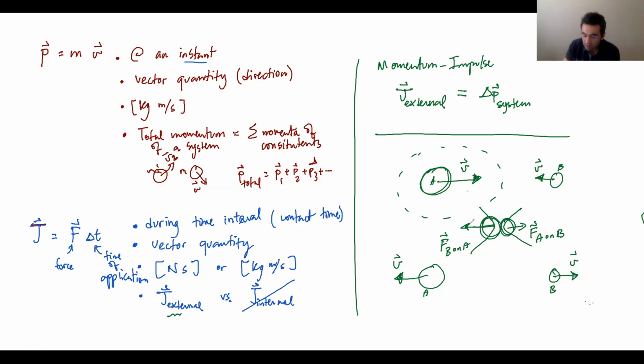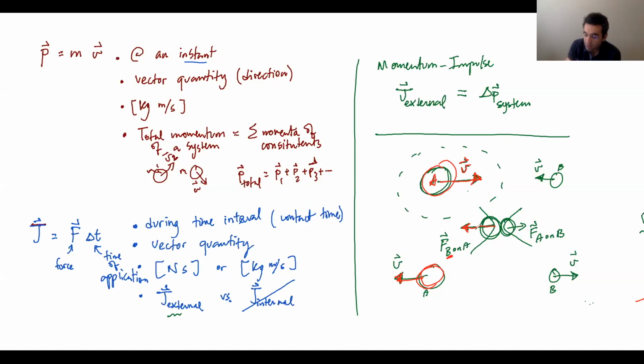If I'm just thinking about the system as being A, let's consider that for a second. So my system now is A. A was moving with some velocity like this. And then some force happened to it. Where did this force come from? It came from B. Now B is not part of the system. So this is an external force. And that external force obviously changed the momentum of A, because the momentum of A was to the right and now it's to the left. So its momentum definitely changed because of this external force.